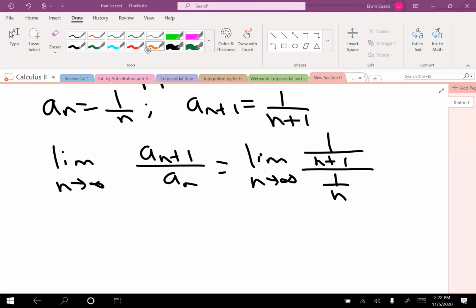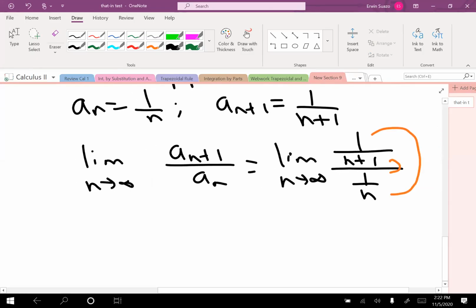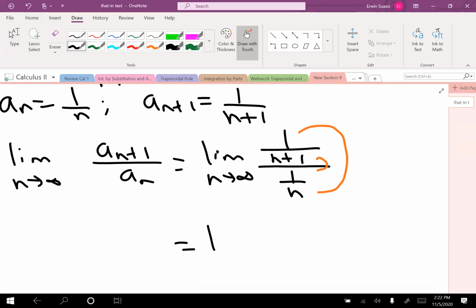So what do you get when you multiply this? What do you get? Limit as n goes to infinity. So what is on the top? n over n plus 1. So what is this limit? Divergent. But what is the limit? Oh, the limit is divergent? No, the limit is not divergent.